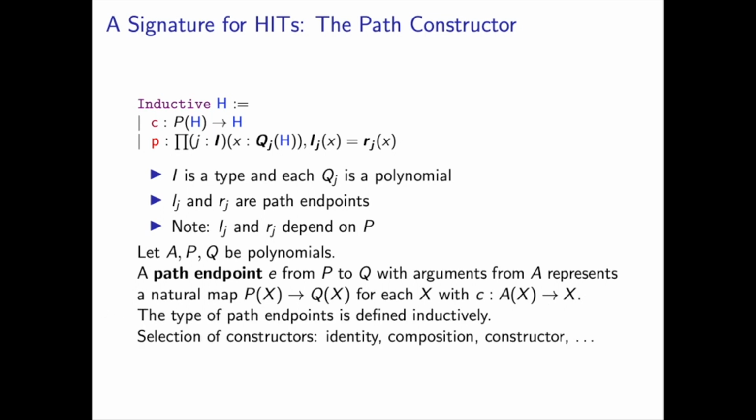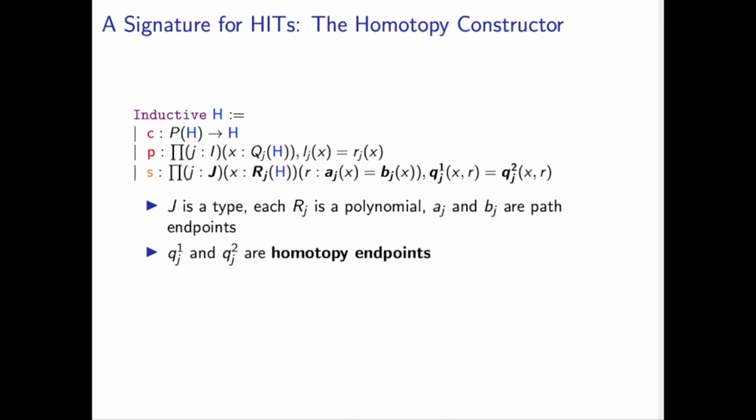The type of path endpoint is defined inductively, and it has various constructors, and we only highlight three of them, namely the identity, composition, and the constructor. The last part of the signature represents the homotopy constructor, and here we assume that C and P are already given. To specify S, we need to give a type J, which represents the names of all the homotopy constructors.